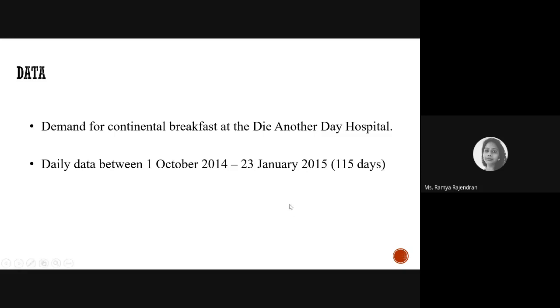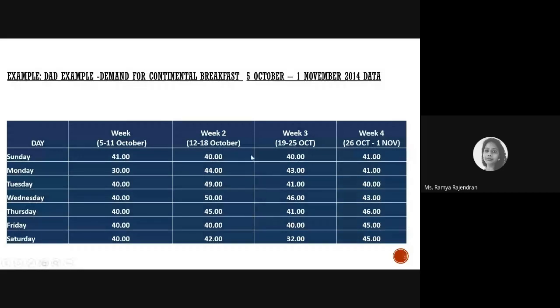We have daily data between 1st October 2014 and 23rd January 2015, for 115 days. So we have the demand for food in this hospital canteen for 115 days, and according to that, we'll be predicting the data for the rest of the few days. I'll give a small glimpse of how the data looks. For the week of 5th October, the demand is 41. I mean, 41 people ate in that hospital canteen, only for breakfast. I'm just showing an example so that you can understand this.